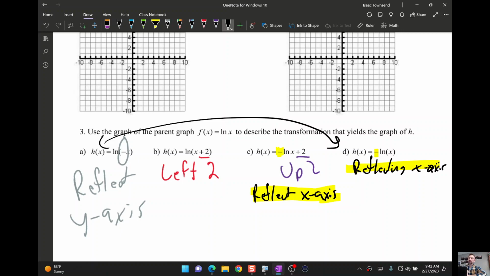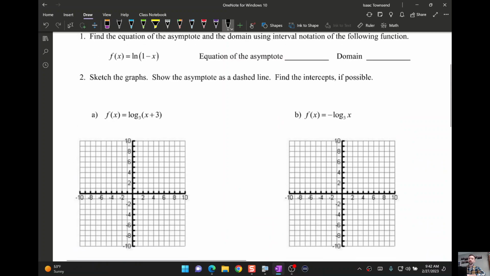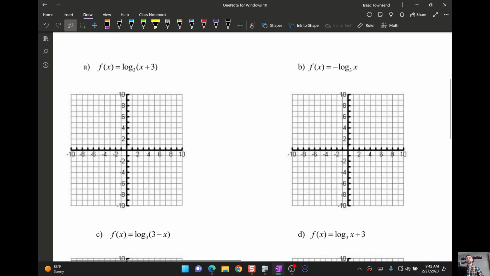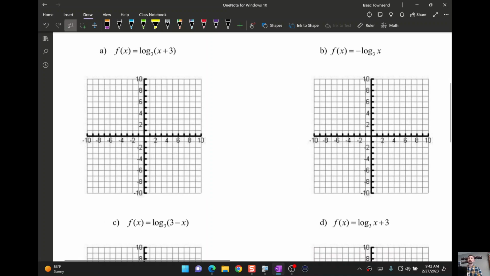Okay, so let's backtrack to question 2. The directions say find the intercept as well. We're not going to do that. We're just going to worry about the graphs. If you can get the graphs, you should be able to get the intercepts. We just practiced that on the other one.